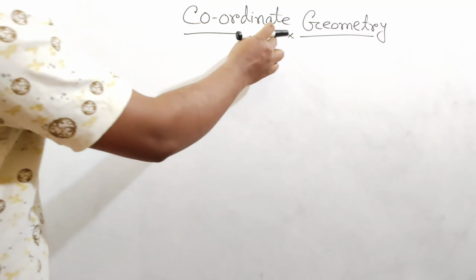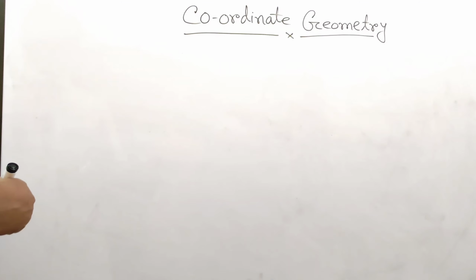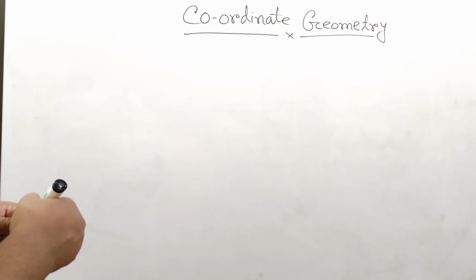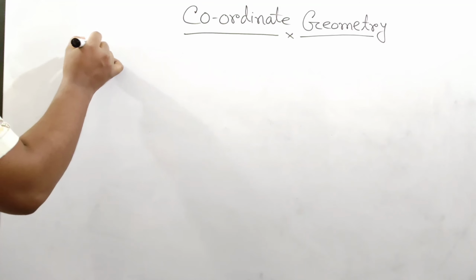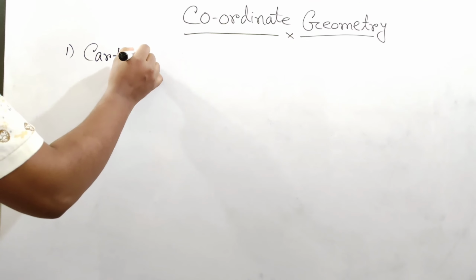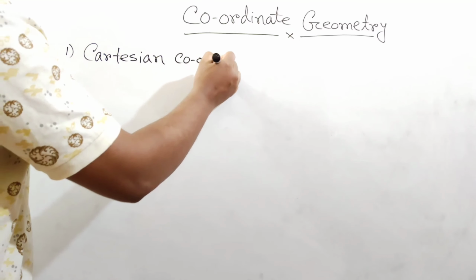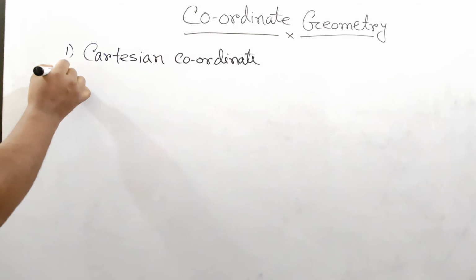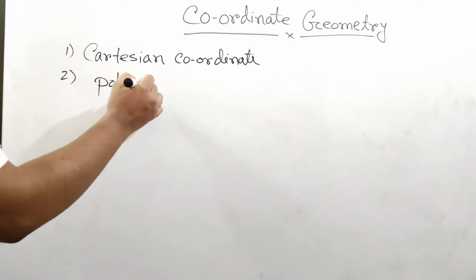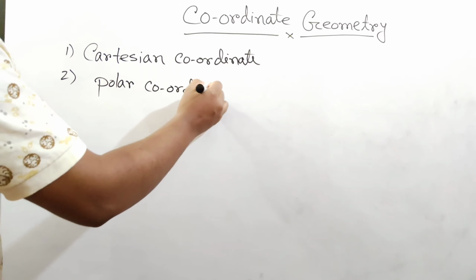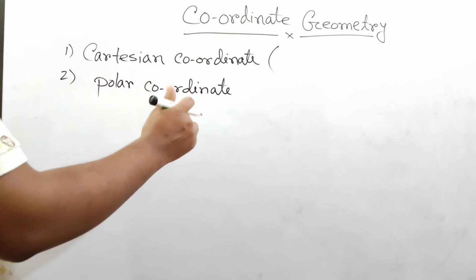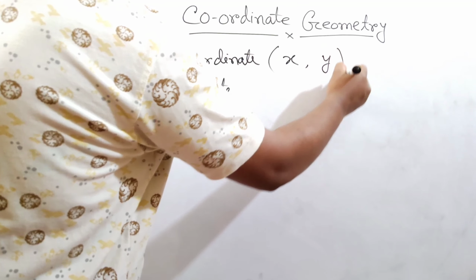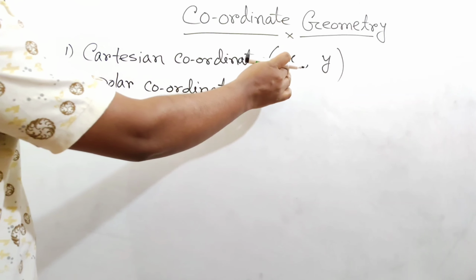Here the coordinate means the position of the point. First we will learn how many types of coordinates are possible. If you consider this board as a plane, there are two types of coordinates possible. Number one is Cartesian coordinate. Number two is polar coordinate. For Cartesian coordinate, keep in mind there should be two values, one is x, another is y. So in Cartesian coordinate the values should be in a pair.